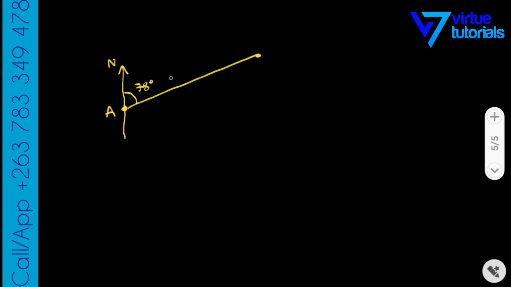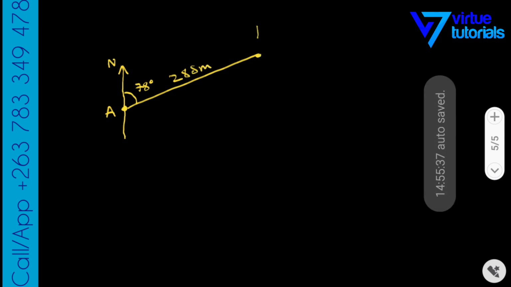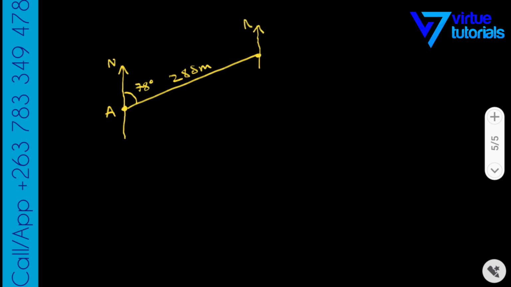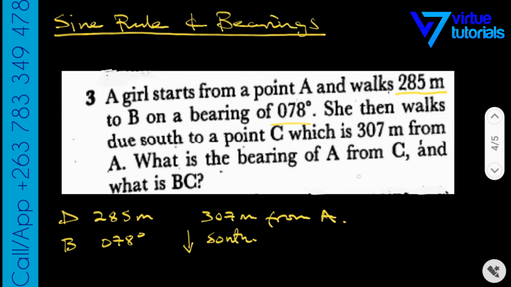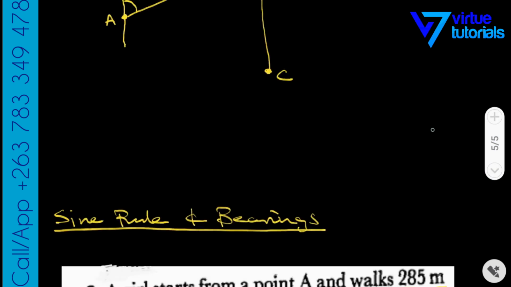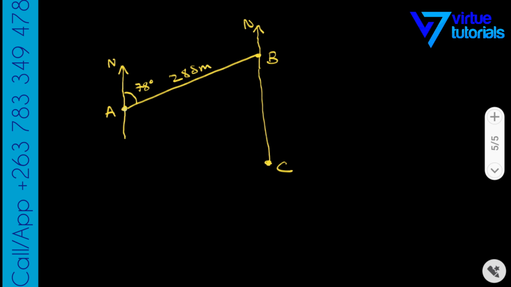She moves 285 meters. When she's at point B now, this is our north line, she moves straight down south to another point C. And we're told that C is 307 meters from A. So we can complete this and write 307 meters from A there.